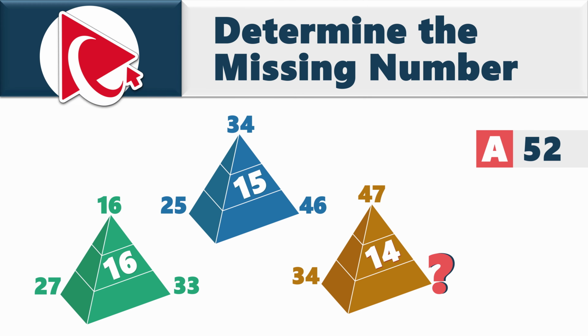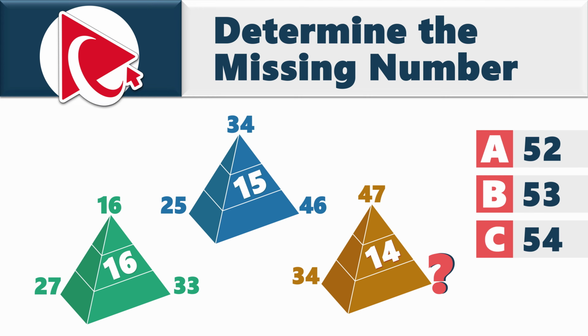Choice A, 52. Choice B, 53. Choice C, 54. And last but not least, choice D, 55. Take a close look to see if you can come up with the answer.